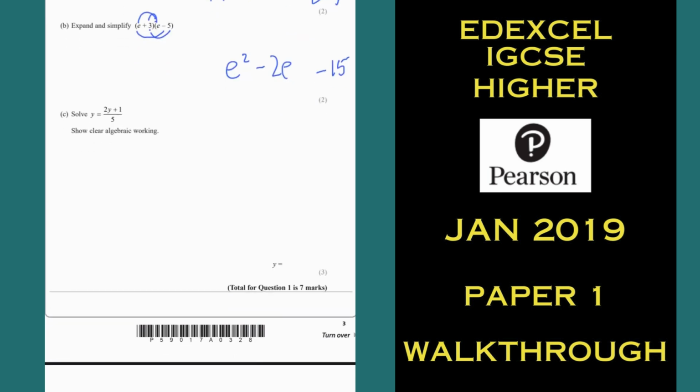Question C, solve. It's a strange looking one, but at the end of the day, whatever makes it look weird, get rid of it. So multiply both sides by 5. That will get rid of it on the right hand side. And now it's just a case of isolating the y's, get them on the same side, subtract 2y from both sides. And you get the unusual, but it happens, answer of a third.